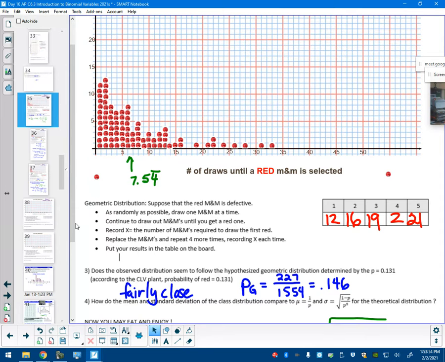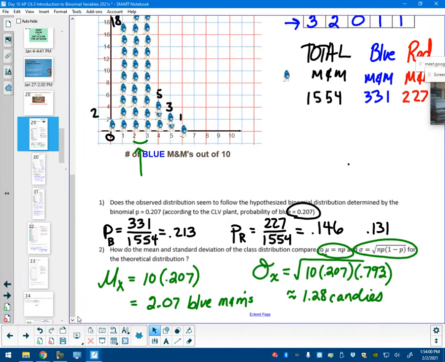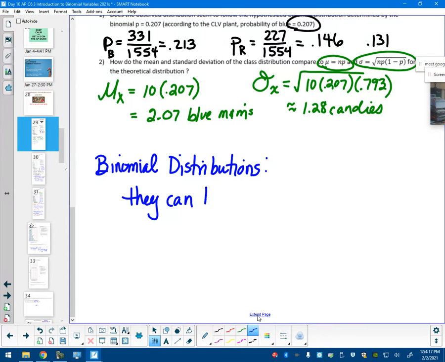Yep. So I'm going to go back to our binomial graph, and I'm going to write some of these things down. So binomial distributions. Some things to notice. They can have a value of 0. You're allowed to have points at 0 in the binomial. They usually have a pretty tall peak.